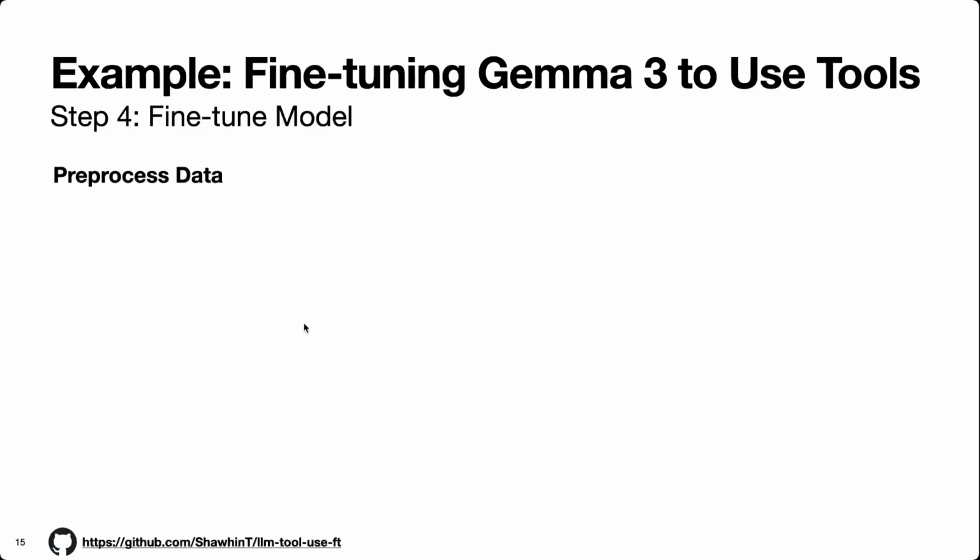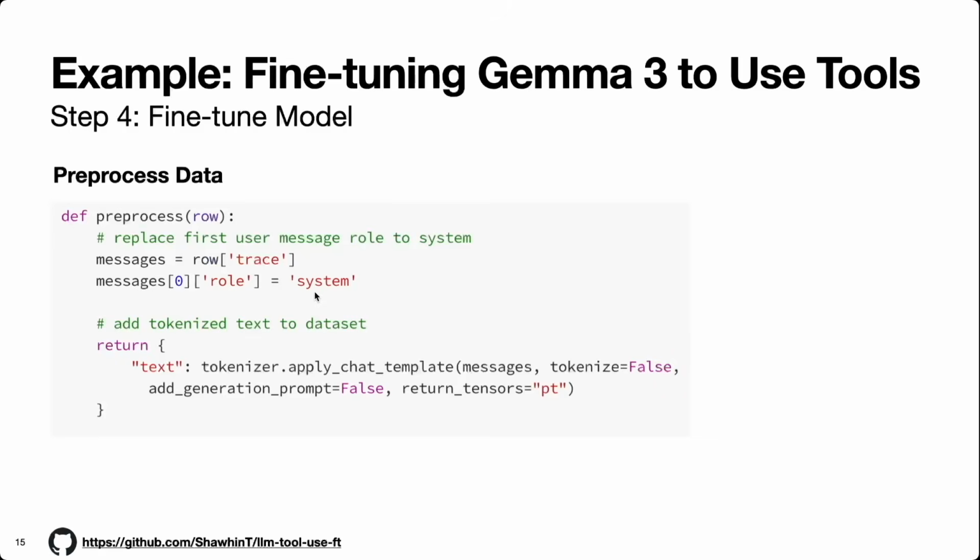Now that we have our tokenizer, we can tokenize our training data. And so I created this preprocess function, which will preprocess the data one row at a time. One note here is that Hugging Face has this apply chat template function, which will automatically add the special tokens and put the chat in the proper format, because the training data set I have has the traces as a list of dictionaries where each message is a dictionary with a role and the content, and then messages are grouped together in a list.